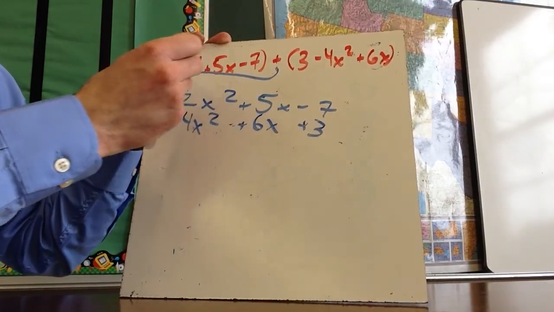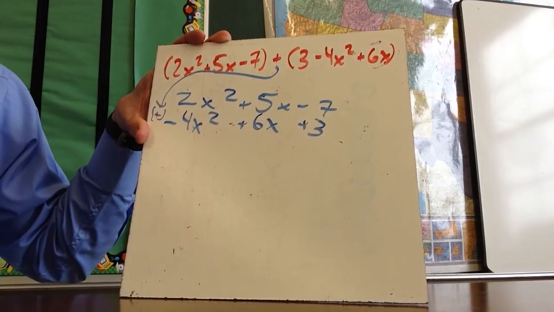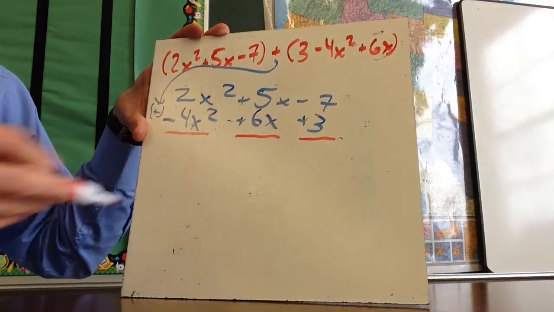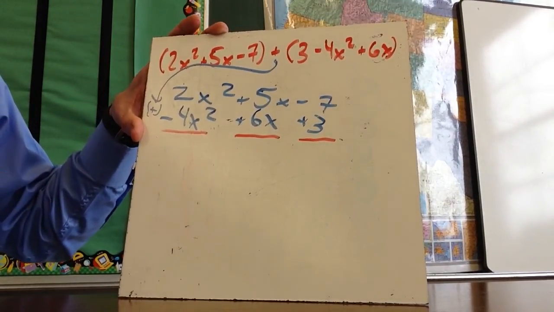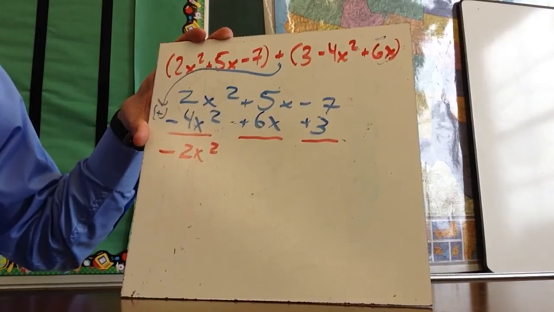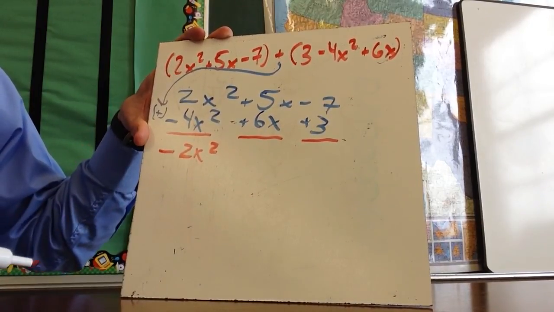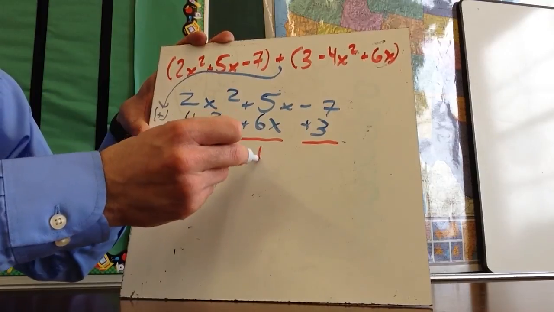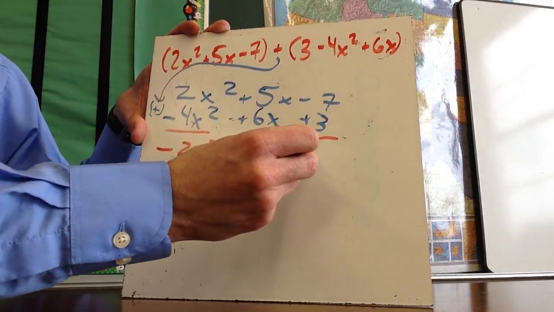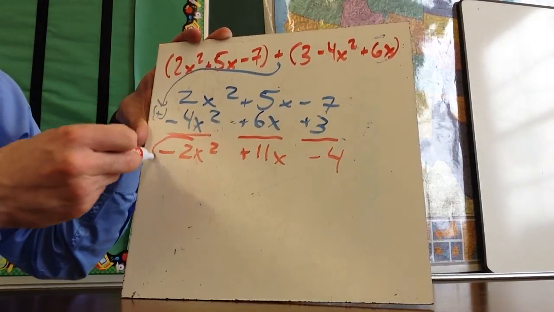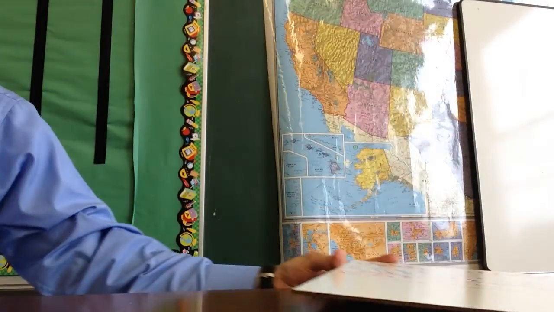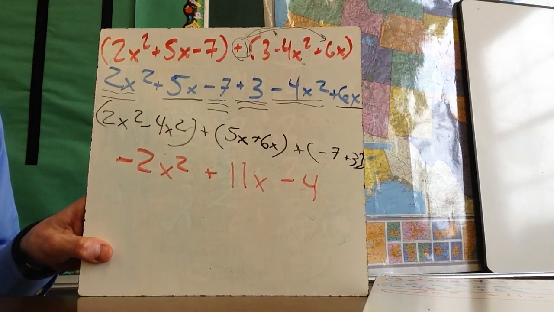Since I'm adding, I'm going to make sure that I remember to add each of these. 2x squared plus negative 4x squared is negative 2x squared. 5x plus positive 6x is positive 11x. And negative 7 plus 3 is negative 4. So my final answer would be there. As you can see, either method gets you to the same final answer.